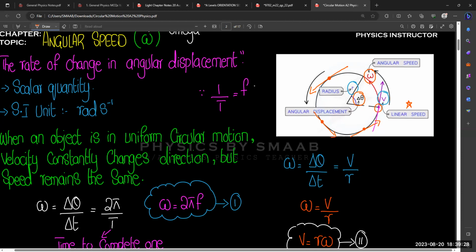But if we want to consider the omega or the angular speed, when an object is traveling at constant speed in a circular path with constant radius, we can also find the angular speed with reference to linear speed divided by the radius. Why? Because the radius is constant, so this value will remain the same throughout the motion. And the linear speed is also constant, because in the definition of uniform circular motion, the velocity direction is continuously changing, but speed remains the same.